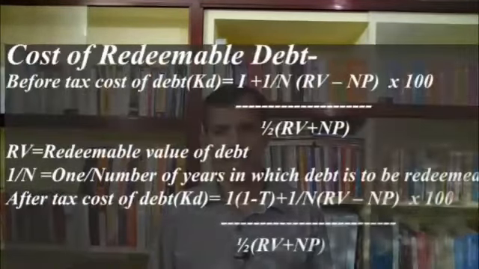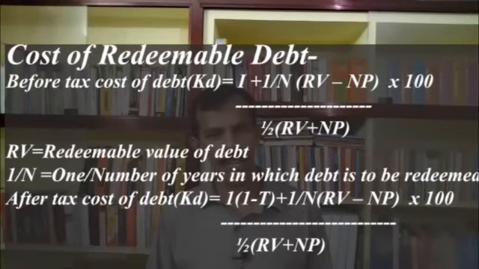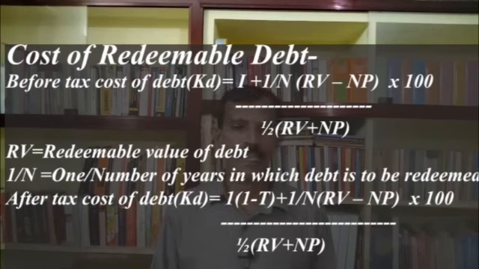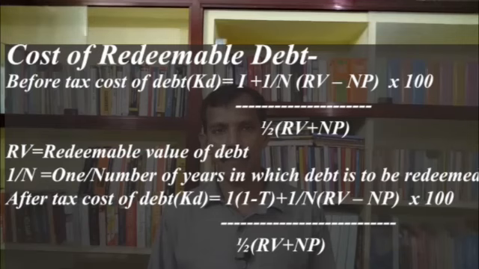Next we discuss the cost of redeemable debt. This also we divide into 2 categories: before-tax cost of debt and after-tax cost of debt. Firstly, we discuss before-tax cost of debt. We know the peculiarity of redeemable debt: we have to pay back the amount collected from our debenture holder after a specified period of time, 5 years, 6 years or 10 years, depending on the terms and conditions of that debenture.